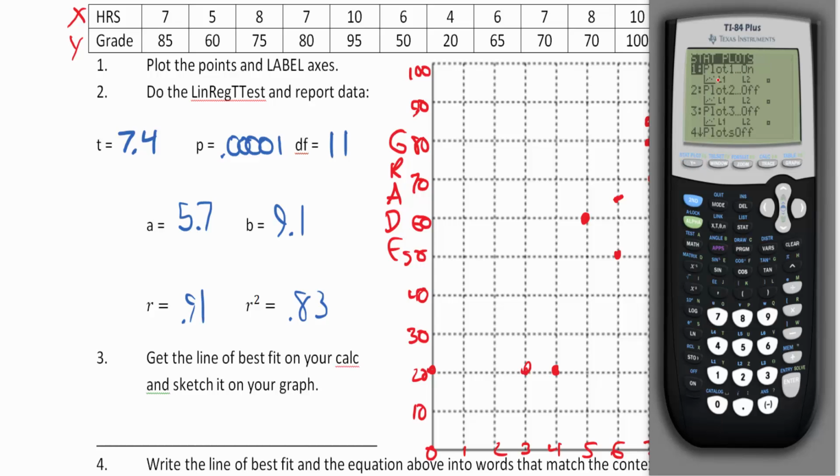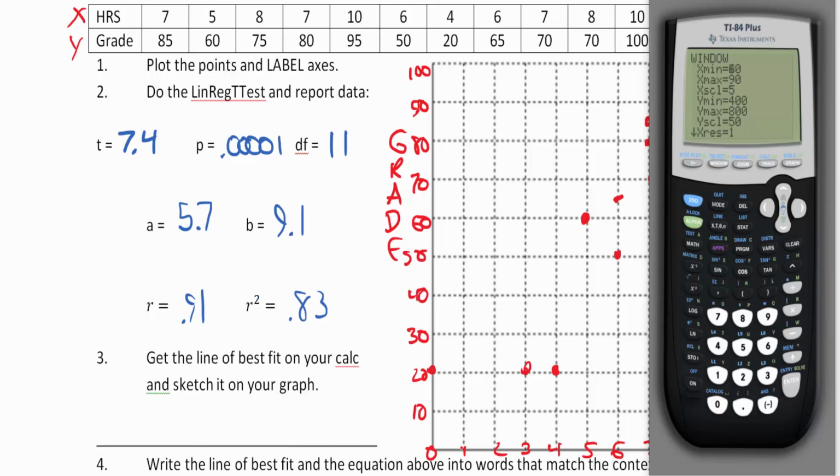We want that. It looks like a scatter plot. And we're going to pick list 1 and list 2 with this square dot, and all the other plots are off. If I did this right and fixed my window, which I haven't done yet, I will see the dots on the screen and the line going through the dots.